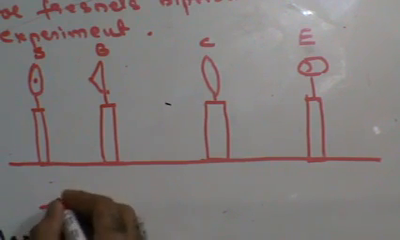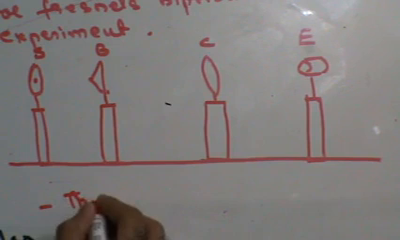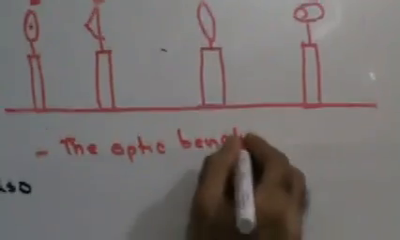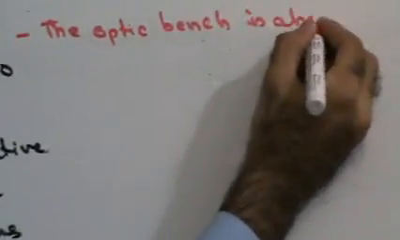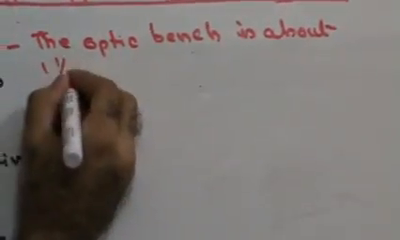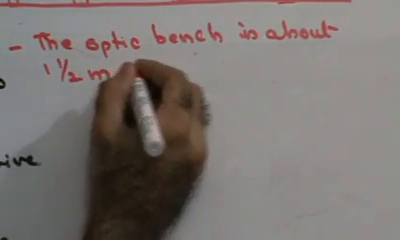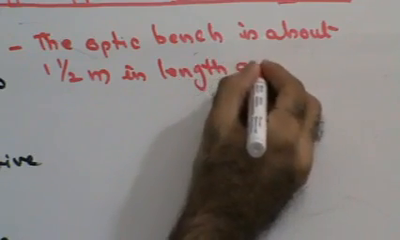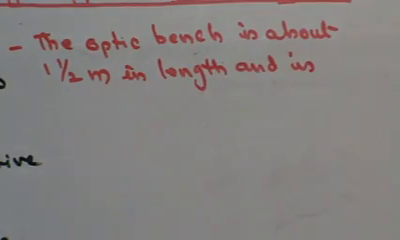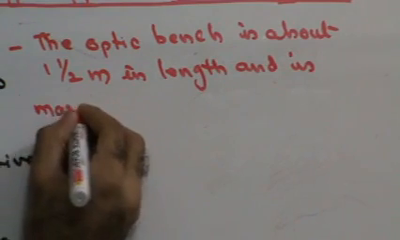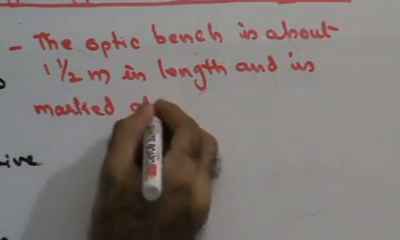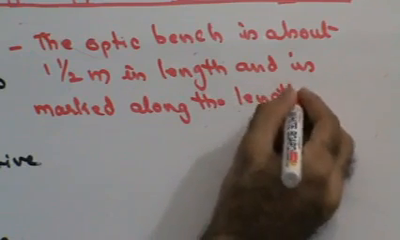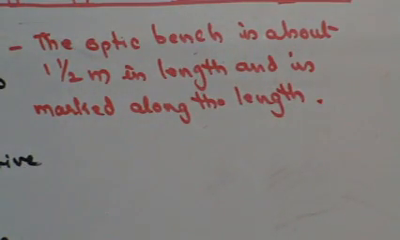I can say that for Fresnel's biprism experiment, the optic bench is about 1.5 meter in length and is marked along the length. Fine, do we get this thing here?